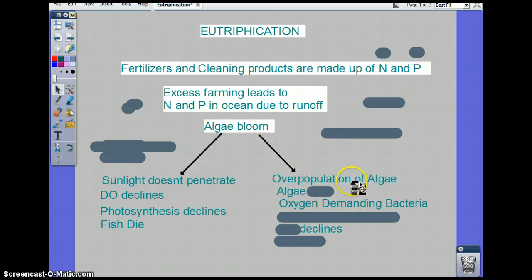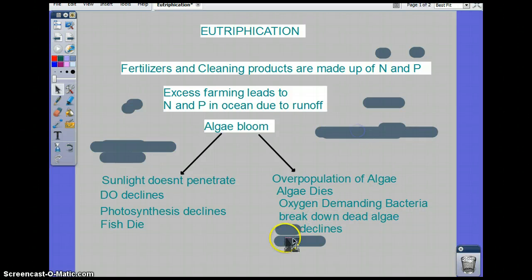Algae bloom basically means overpopulation of algae, and once you have overpopulation of any species, that means the species is going to suffer from limited resources, so eventually the algae will die off. In order for this algae to decompose, oxygen demanding bacteria needs to break down that algae. In turn, dissolved oxygen levels will decline because this bacteria, in order to break down the algae, will suck up the oxygen in the surrounding body of water, and in the end fish die.